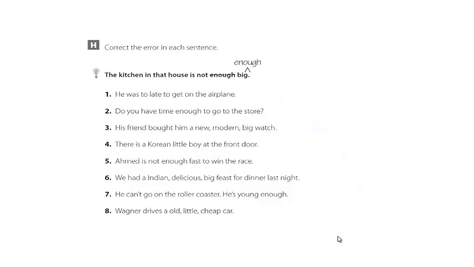Exercise H, correct the error in each sentence. We need to correct. He was too late to get on the airplane. Do you think this is a correct sentence? Which too does the writer mean here? He was too, with double O.